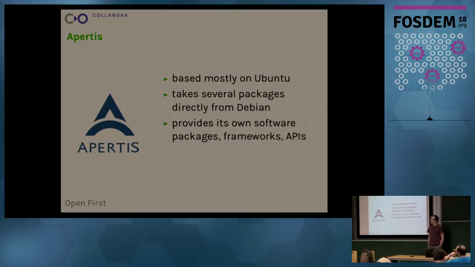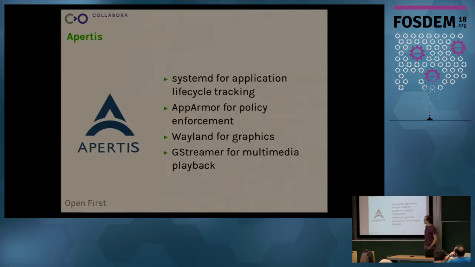Apertis is mostly based on Ubuntu at the moment, so we are a derivative of a derivative. We take a bunch of packages directly from Debian, most notably systemd, dbus, and some other things. And we've developed a few software frameworks of our own, APIs and other software packages. So as I mentioned, we use systemd for process tracking and application lifecycle tracking. We started using AppArmor many years ago when it was just a new thing in Ubuntu only. So this was one of the reasons we used Ubuntu, because they were upstream for AppArmor. About a year ago, I think we migrated from Xorg to Wayland for graphics, and we've been using GStreamer for multimedia playback since the beginning.